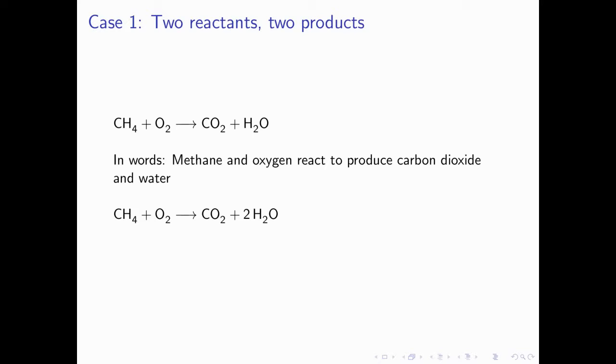Now what's left? Only oxygen. We have 2 oxygen atoms on the left, but 4 on the right. So let's add a coefficient of 2 to the oxygen on the left. There, now we have balanced our first equation.